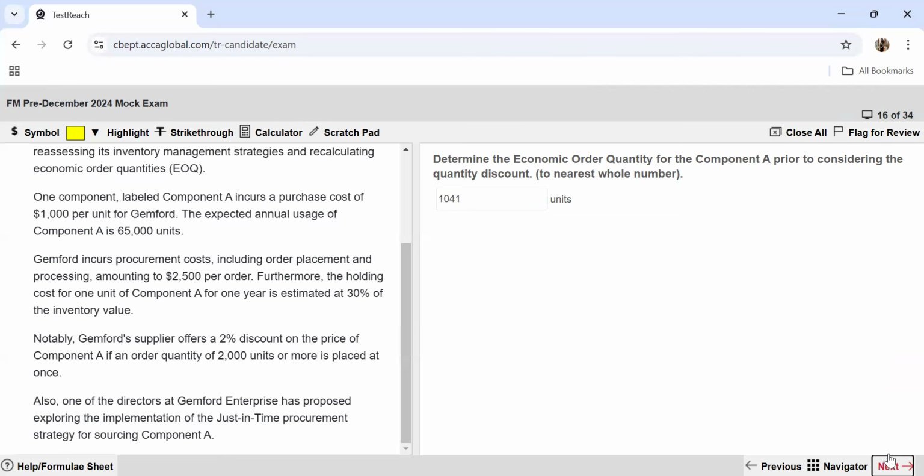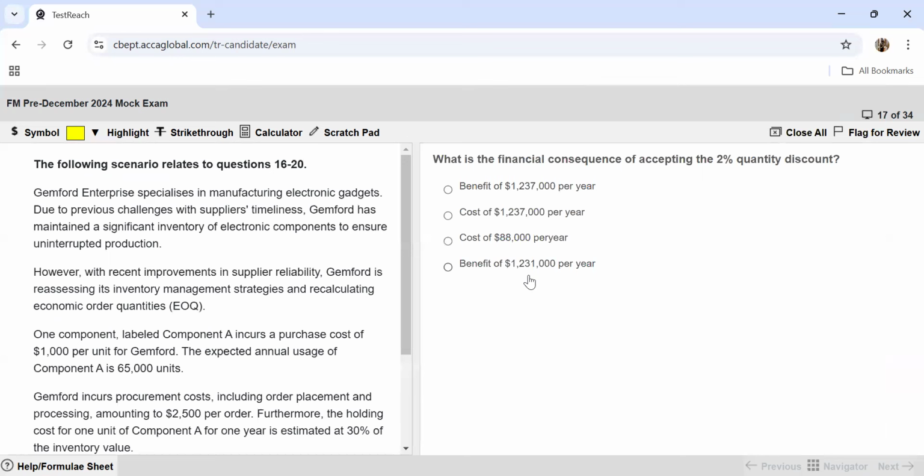This was a very easy question. Let's move ahead to the next one. What is the financial consequence of accepting the 2% quantity discount? So now we already know that the EOQ units are 1041, and we will compare the costs and then we will be able to give our final answer.